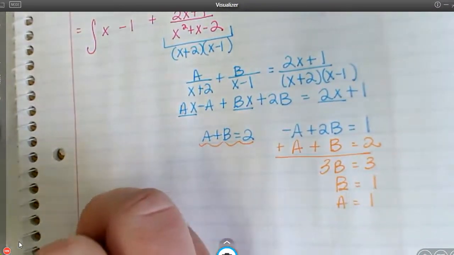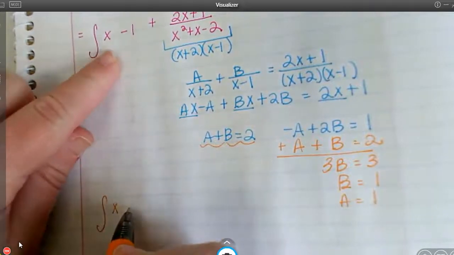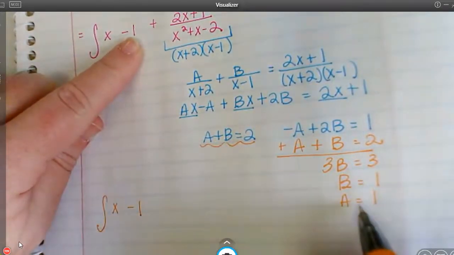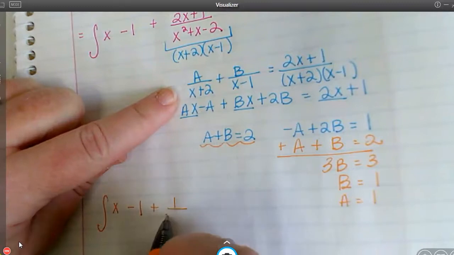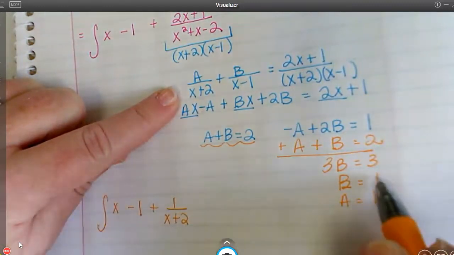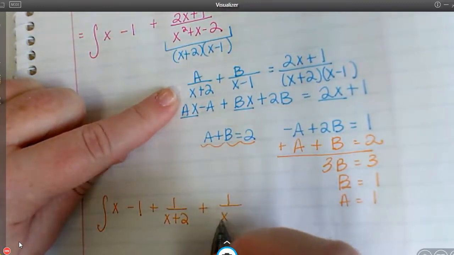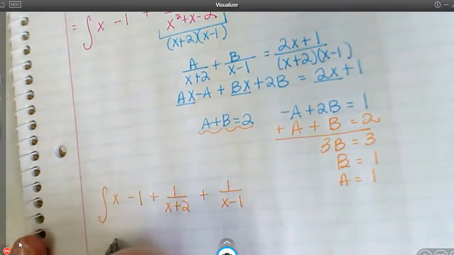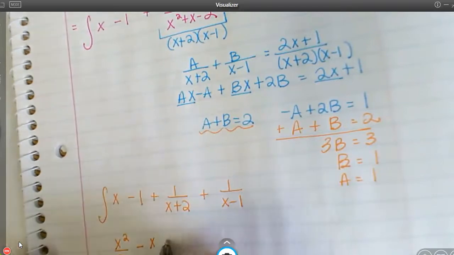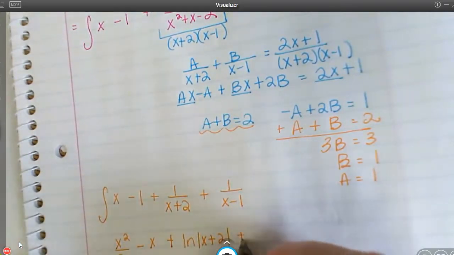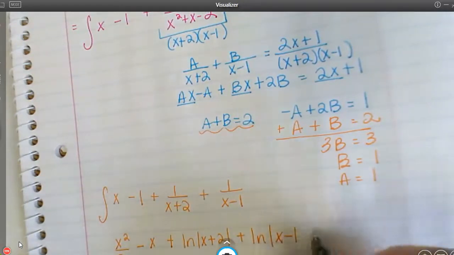Okay, so we go back to the beginning, and really we had the x minus 1, and then we had 1 over x plus 2 plus 1 over x minus 1, and then the antiderivative here would be x squared over 2 minus x, plus natural log of x plus 2, plus natural log of x minus 1.